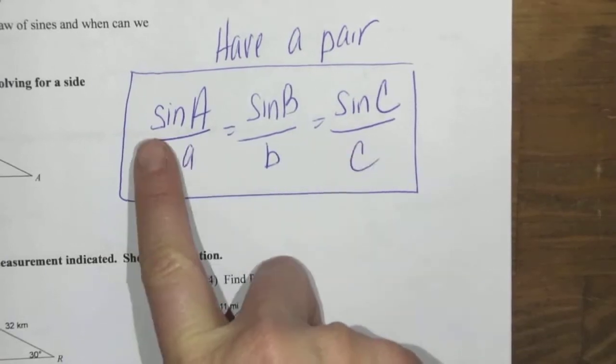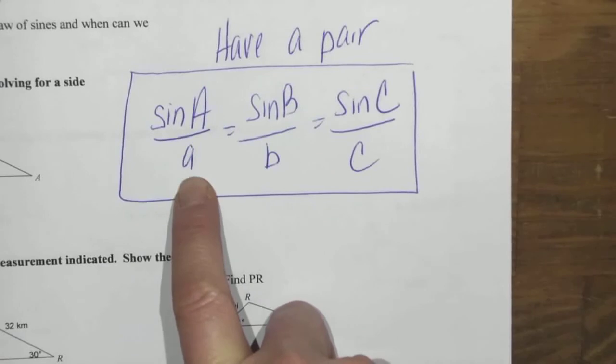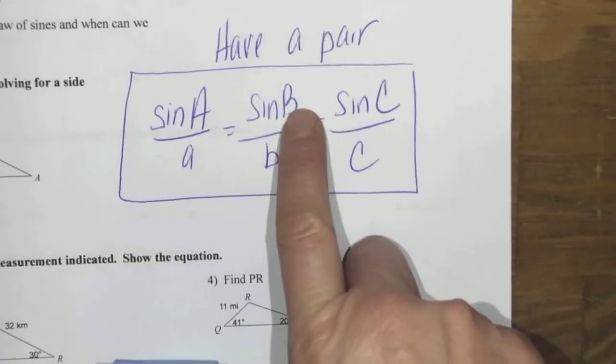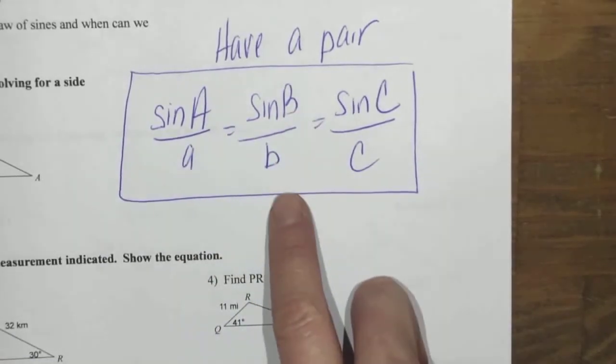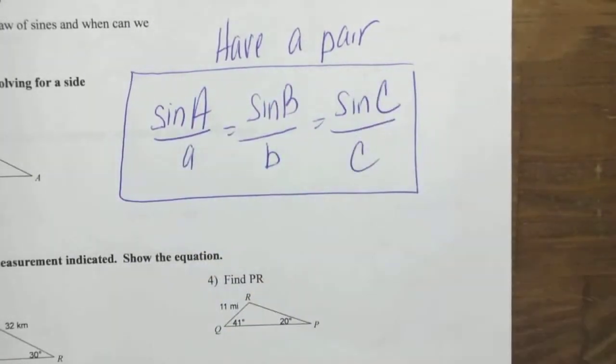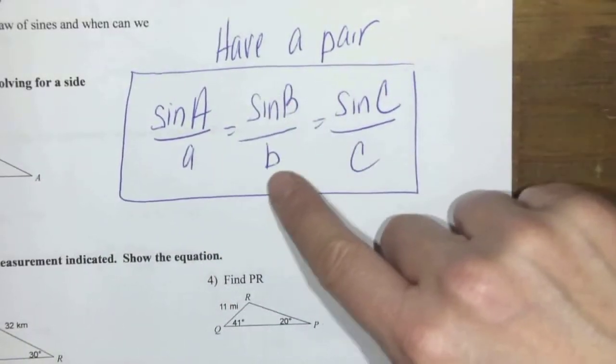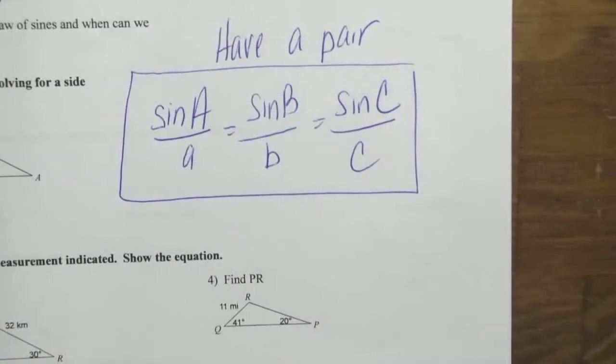It states the sine of any angle in a triangle over its matching side equals the sine of any other angle in the triangle over its matching side. Obviously, we have three angles in a triangle. You will use three pairs, I should say, an angle and a side, angle, side, angle, side. You will only use two fractions to do this.